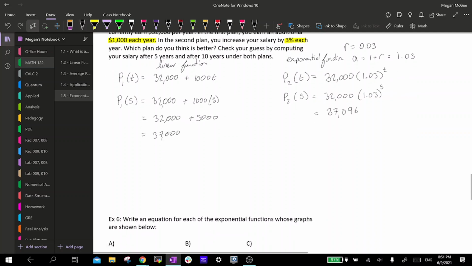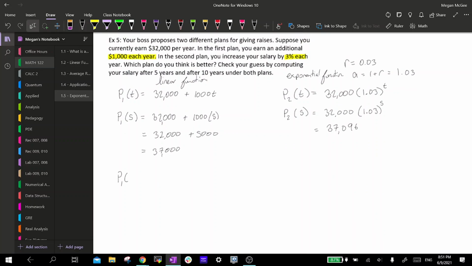Okay? But what happens after 10 years? So for our first raise plan, we have P of 10 years. So we have 32,000 plus 1,000 times 10. So we end up with 32,000 plus 10,000. So we get $42,000 is now your annual salary.